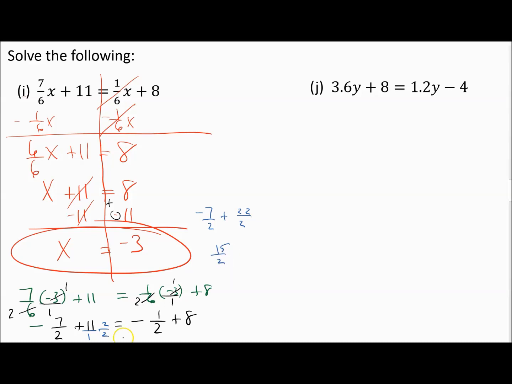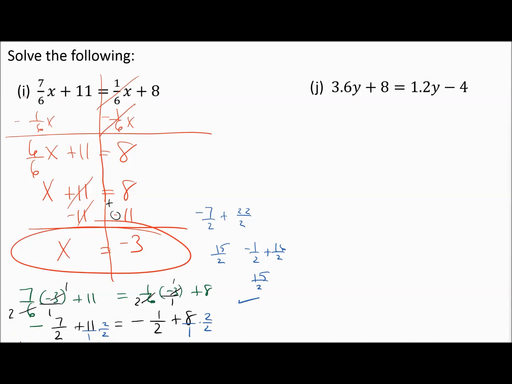That's the left side. Now on the right side, I have the same issue. This 8 is over 1. I need it to be over 2, so I've got to multiply by 2 over 2. And that gives me negative 1 over 2 plus 16 over 2, which is 15 over 2. Notice it checks. But that check was probably more trouble than we really needed it to be.